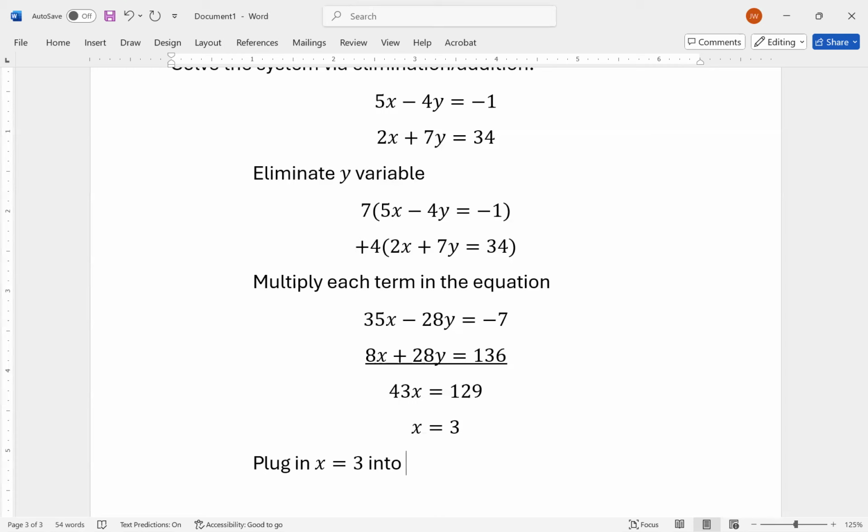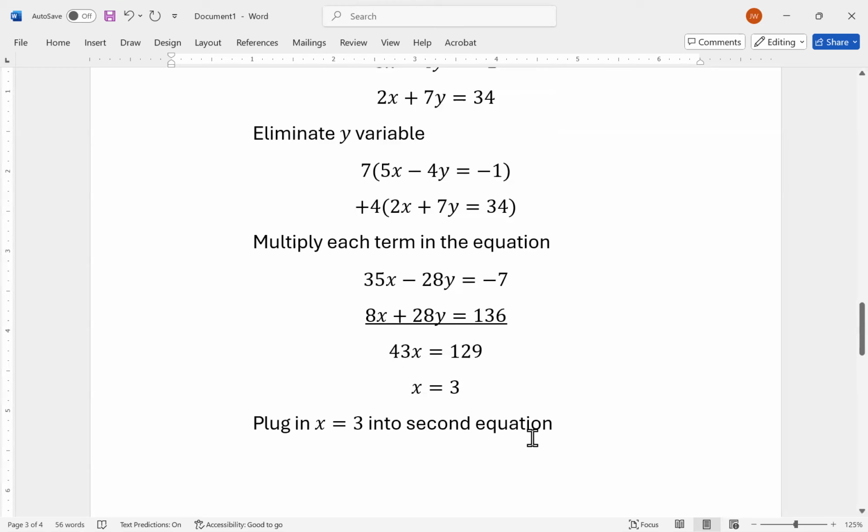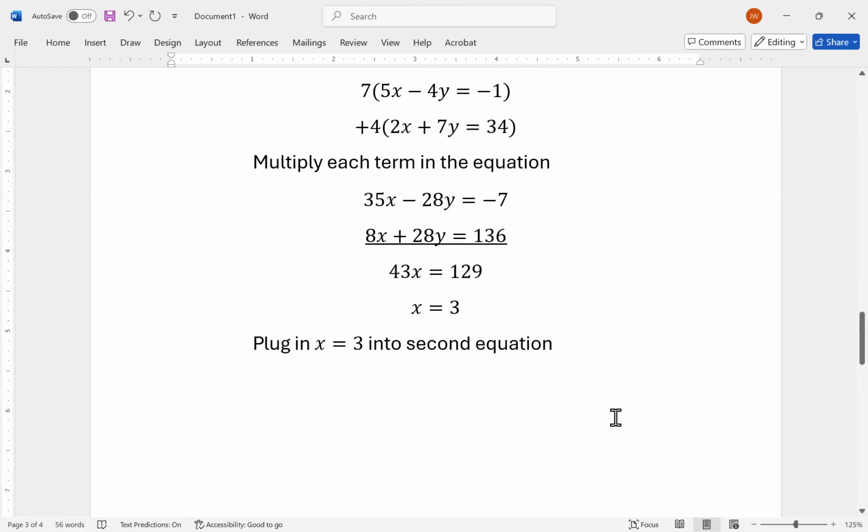Into one of the equations. I think what I'll do is I'll use the second equation, but I could have just as easily used the first equation. So the second equation is 2x plus 7y is equal to 34.